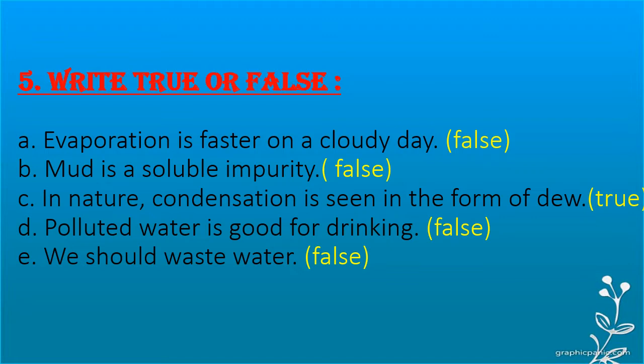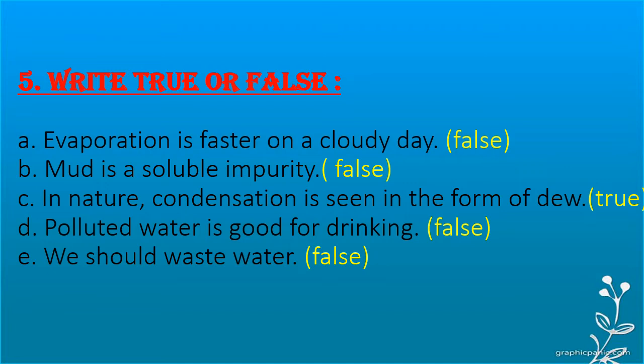Exercise number 5 is write true or false. Part A. Evaporation is faster on a cloudy day. So students, this is false. Part B. Mud is a soluble impurity. Mud is an insoluble impurity as it cannot be dissolved in water. So this is also false.